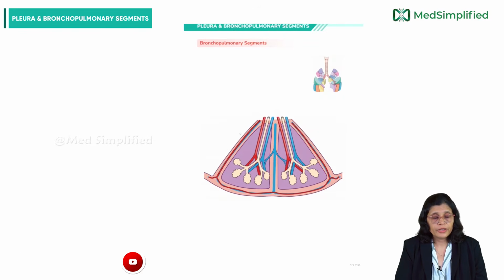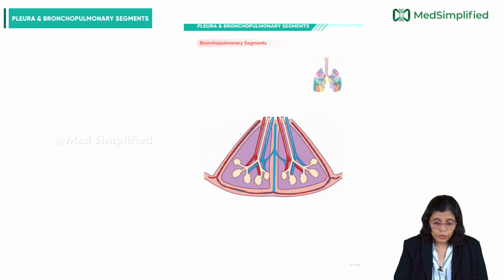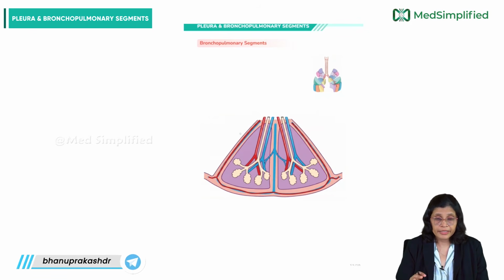Next we will study the bronchopulmonary segments. What do we mean by bronchopulmonary segments? Bronchopulmonary segments are well defined, wedge-shaped sectors of the lung. They are the functional units of the lung. Each of these bronchopulmonary segments is aerated by a tertiary bronchus, or the segmental bronchus.